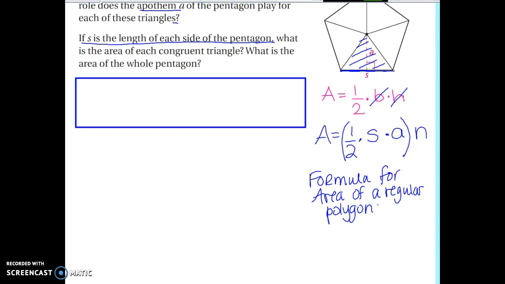In this formula, we know that S is the side length, N is the number of sides, and A is the length of the apothem.